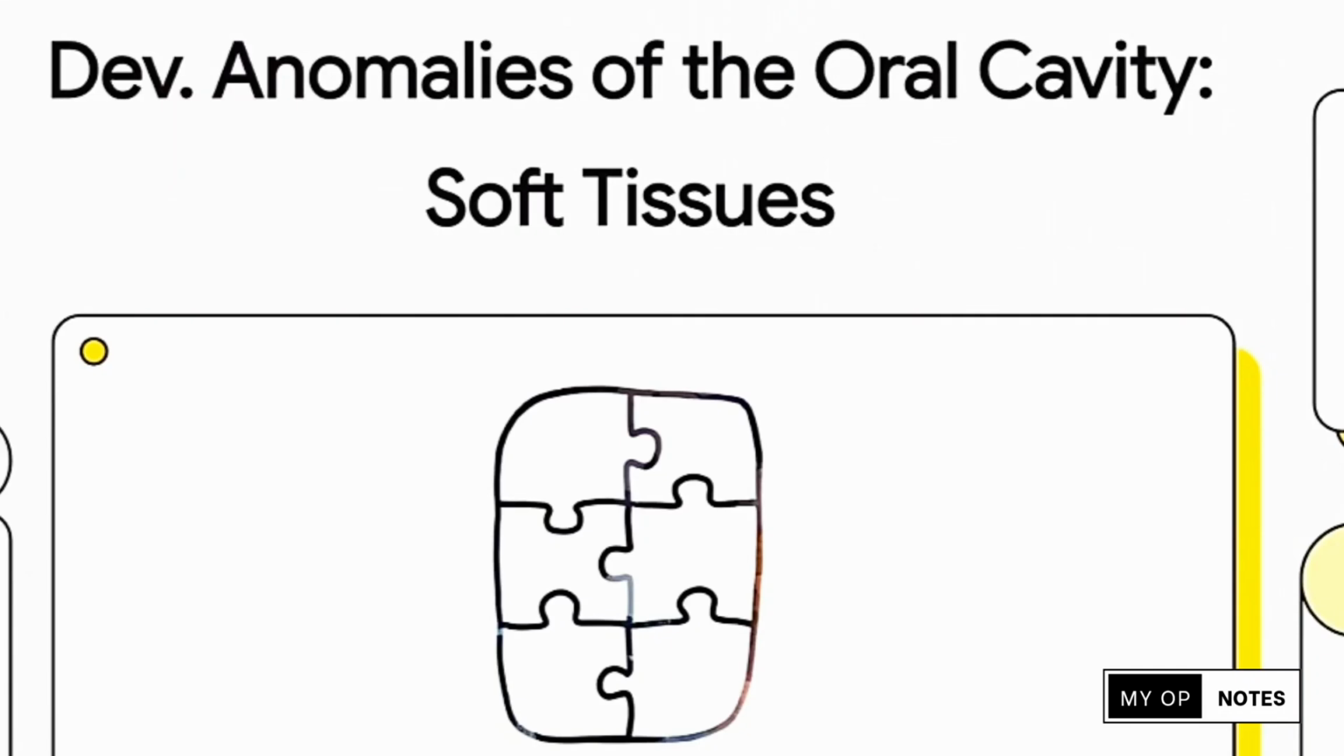All right, welcome back. We're diving into our final explainer on developmental anomalies of the oral cavity. And this time, we're focusing on the soft tissues. And what's so fascinating is that it all really boils down to this one big idea.